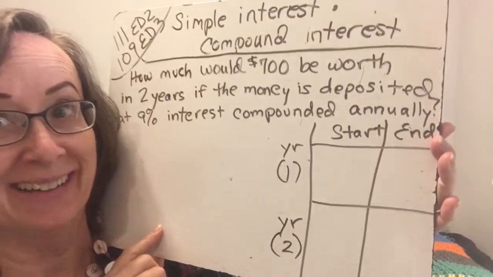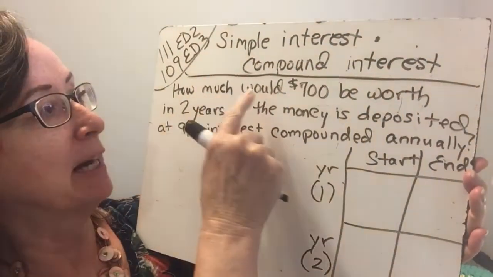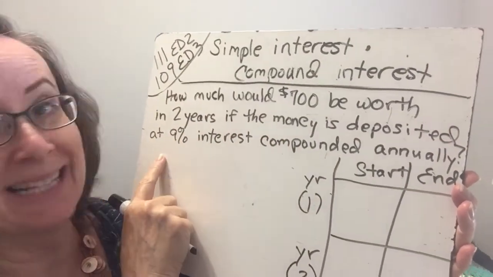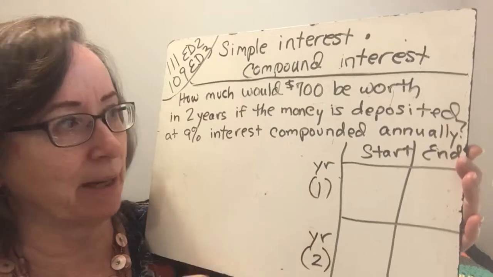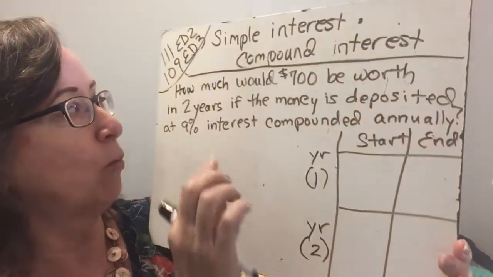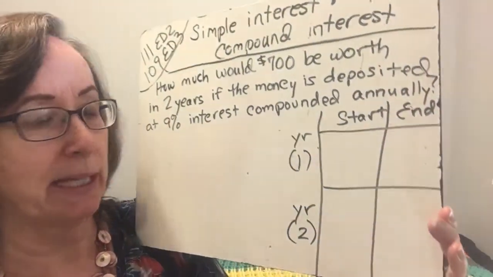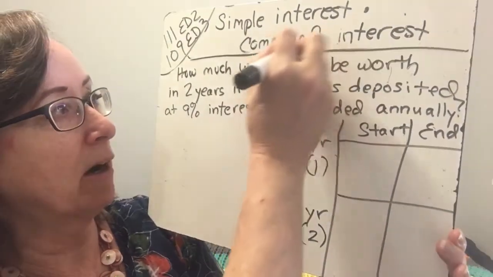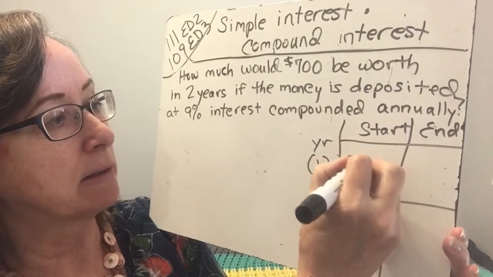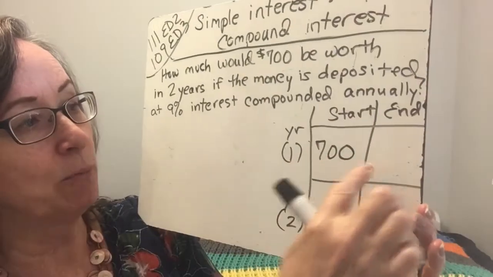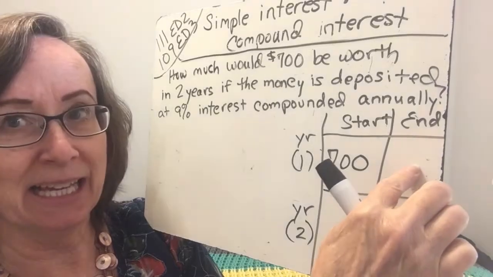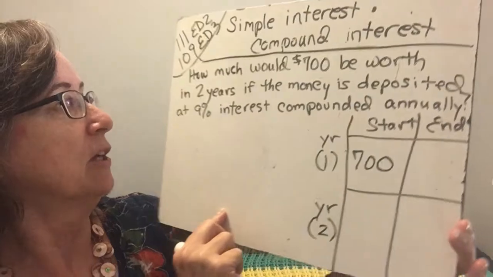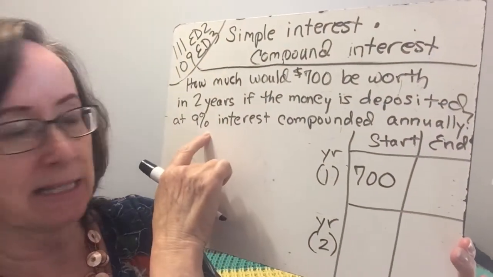Okay, so here is our next example. How much would $700 be worth in 2 years if the money was deposited at 9% interest compounded annually? So we're going to keep a little chart over here so we can keep track of our numbers. At the beginning of the first year, we are depositing $700. Okay, and we need to see what that is worth at the end of the first year, because that will be the starting amount for the second year. So we're going to say the percent is 9%.